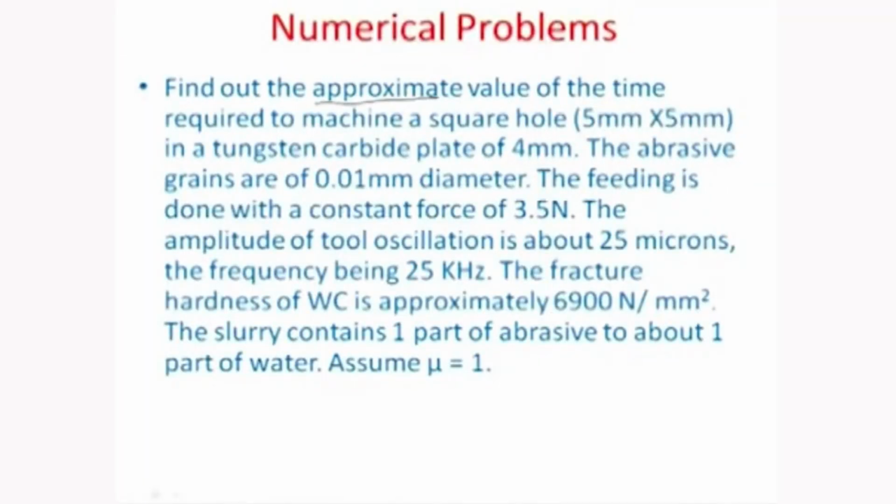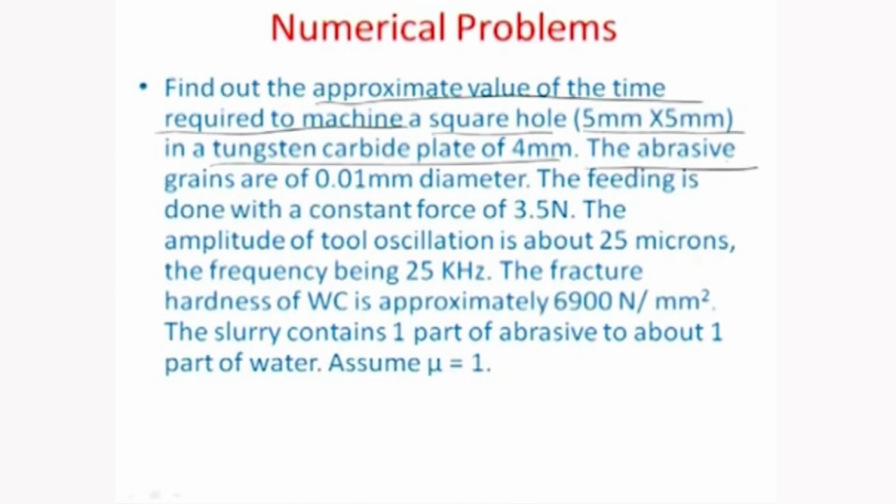Today we will do a numerical design of one such machining operation and try to estimate, using Shaw theory, the material removal rate which would finally come out. Let's look at this problem. We want to find the approximate time of machining needed for a square hole. The dimensions of the hole are 5 mm by 5 mm square, in a tungsten carbide plate having a thickness of 4 mm, meaning the volume is 100 cubic millimeters.